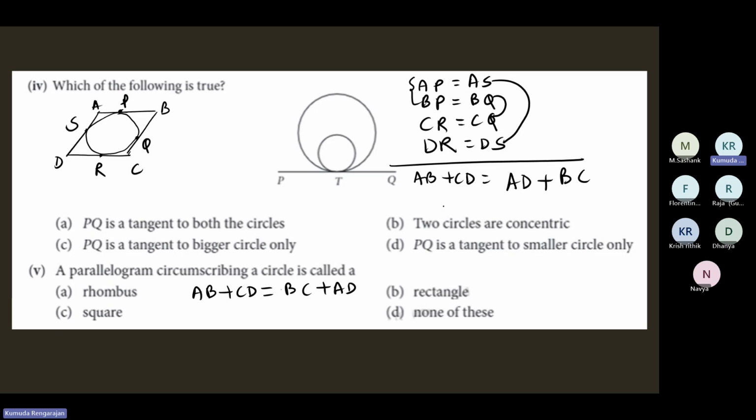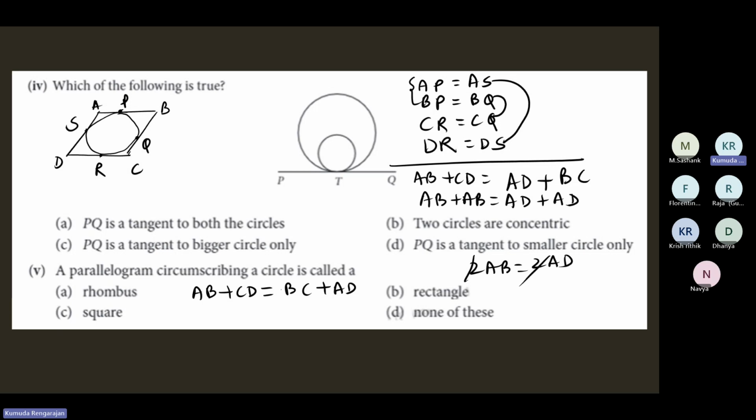We know that in a parallelogram, opposite sides are equal. So AB and CD are opposite sides. They're equal. So AB plus AB equals. Here also AD, BC, the opposite sides, they're equal. AD plus AD. So we have twice AB is equal to twice AD. AB is equal to AD. Adjacent sides are equal. So in a parallelogram, if adjacent sides are equal, it's a rhombus.